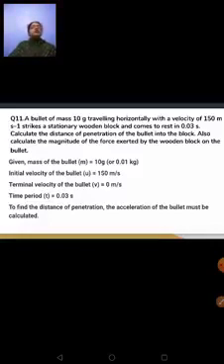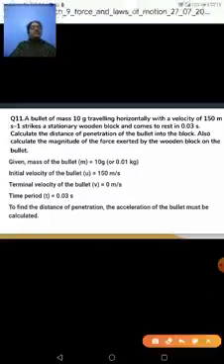A bullet of mass 10 grams traveling horizontally with a velocity of 150 meter per second strikes a stationary wooden block and comes to rest in 0.03 seconds. Calculate the distance of penetration of the bullet into the block. Also calculate the magnitude of force exerted by the wooden block on the bullet. Now let's see what are the terms given here.